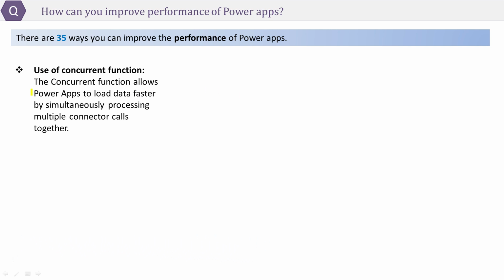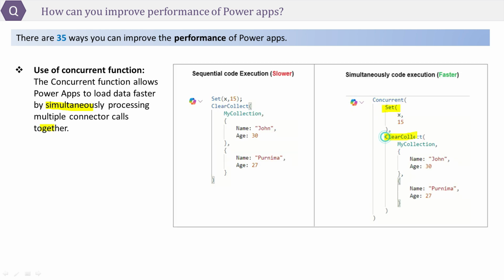The Concurrent function allows Power Apps to load data faster by simultaneously processing multiple connector calls together. Here, the Set and ClearCollect functions in the code snippet below will execute faster when used with the Concurrent function. So we should use the Concurrent function to improve the performance.